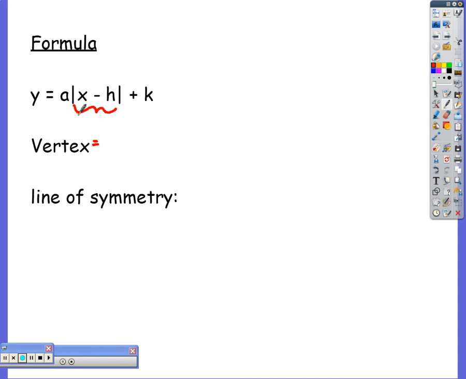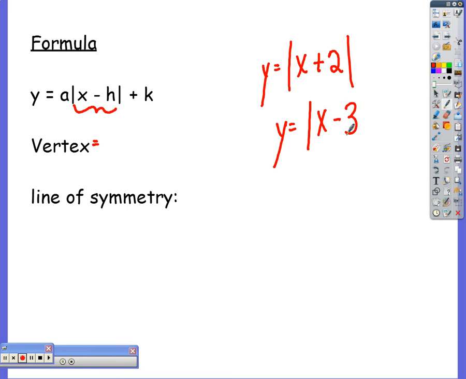So for example, if I had y equals the absolute value of x plus 2, what does x have to be in order for the absolute value part to go to 0? Well, if this is plus 2, then the x has to be a negative 2. If I had x minus 3, what does x have to be in order for the part inside the absolute value to go to 0? That would be a positive 3.